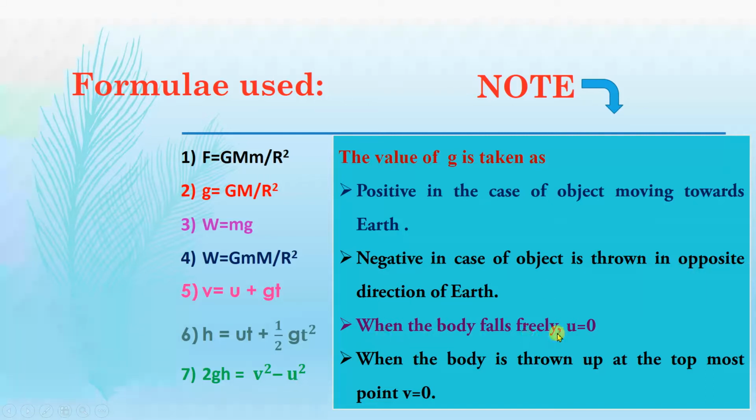When a body falls freely, then we take u to be 0. And when the body is thrown up, at the topmost point, when it reaches that height, then it momentarily comes to rest. So we'll take the final velocity as 0 at the highest point, because it will stop there and then come back. So finally, at the maximum height, its velocity is equal to 0.